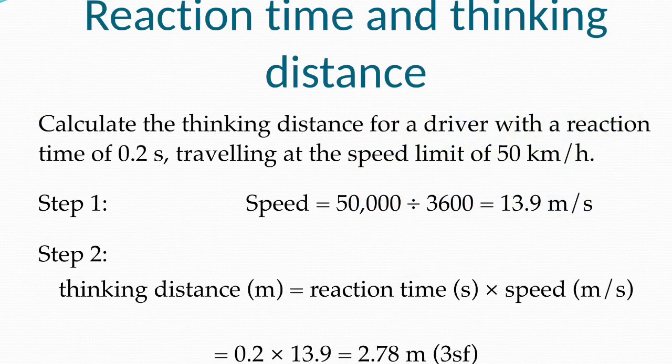Now, to calculate the thinking distance, the first thing we need to do is convert the speed from kilometers per hour into meters per second. There are 50,000 meters in 50 kilometers, so we have 50,000, and then we need to divide that by the number of seconds in an hour, 3,600, which is 60 times 60. So we would end up with a speed of 13.9 meters per second. And then we use the simple speed is distance over time equation, rearranged to find thinking distance, and we end up with 2.78 meters.